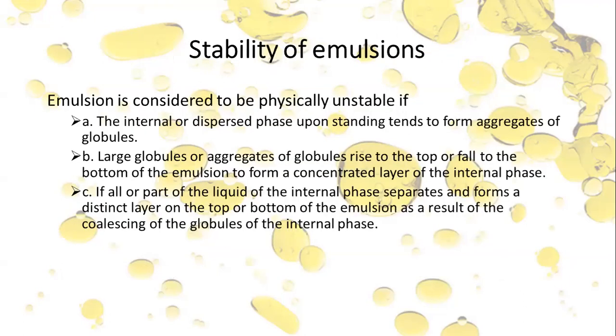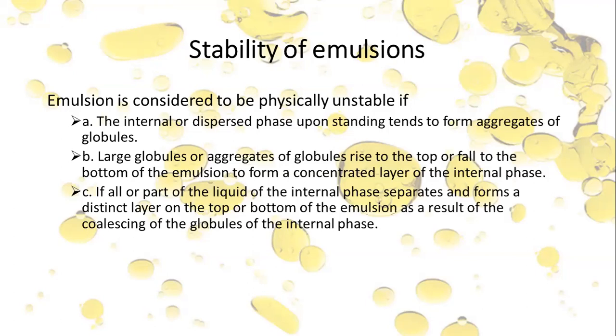So that comes to this part, stability of the emulsion. Physical instability or stability of emulsions. An emulsion is considered to be physically unstable if the internal or dispersed phase, upon standing, tends to form aggregates of globules. Next, large globules or aggregates of globules rise to the top or fall to the bottom of the emulsion to form a concentrated layer of internal phase.